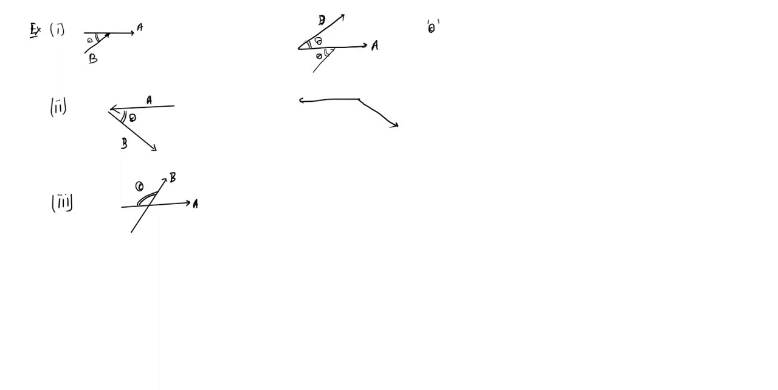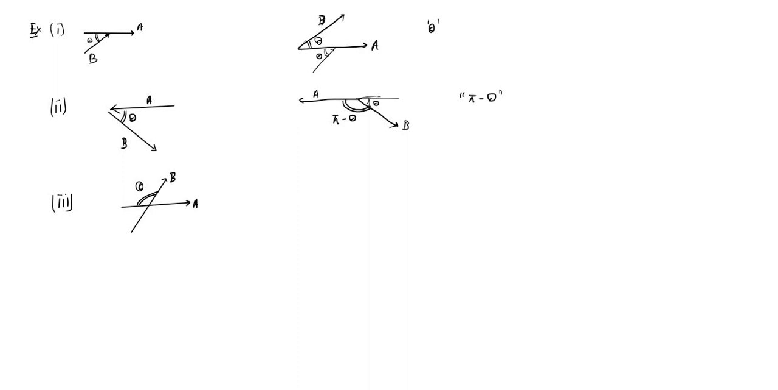So, we have already seen that this angle was theta. So this vector was A and this vector was B. So the angle between two vectors will be equal to phi minus theta. So here the answer will be phi minus theta.